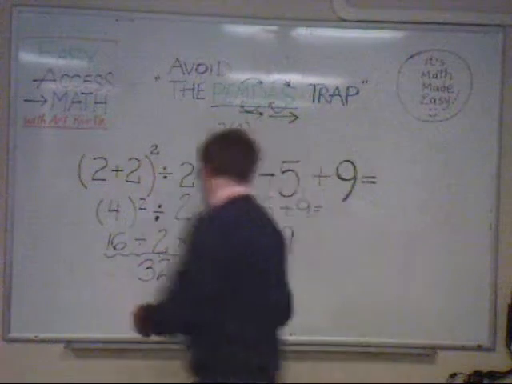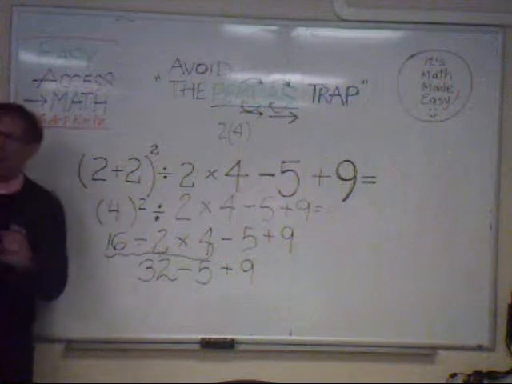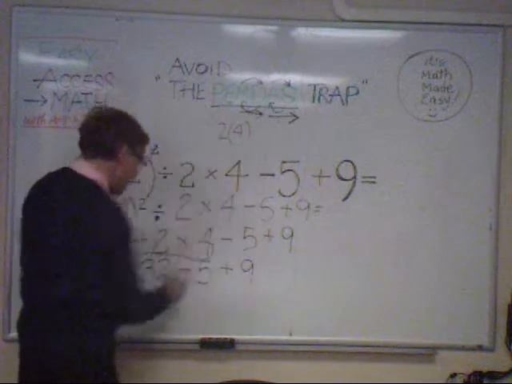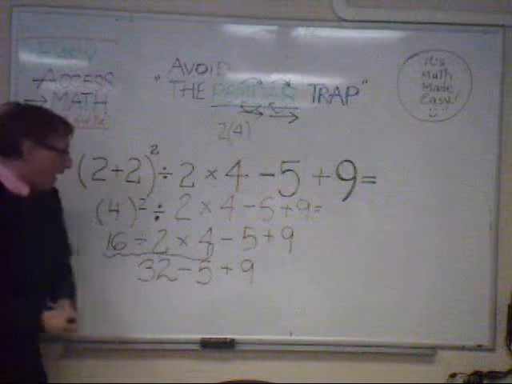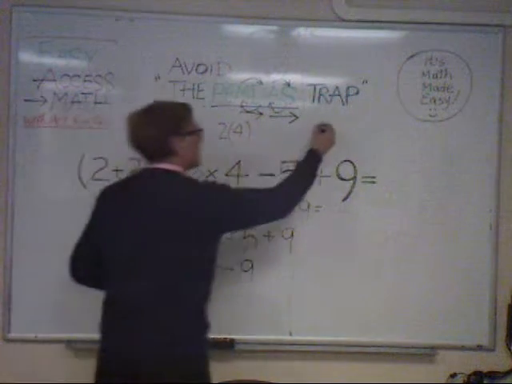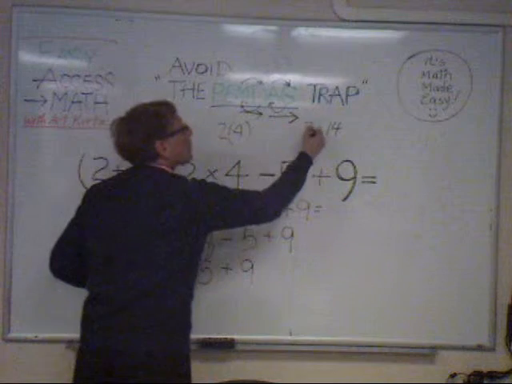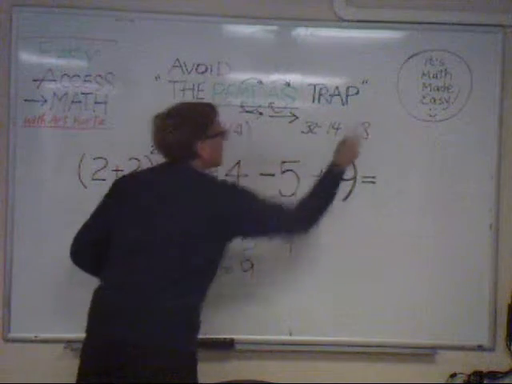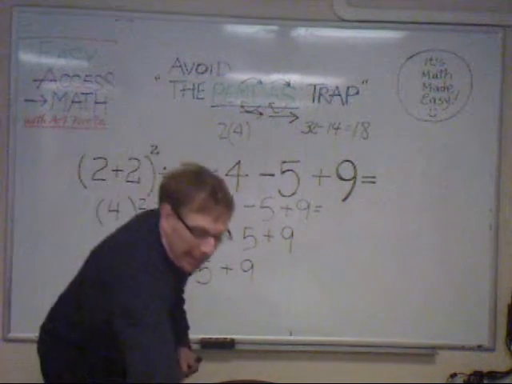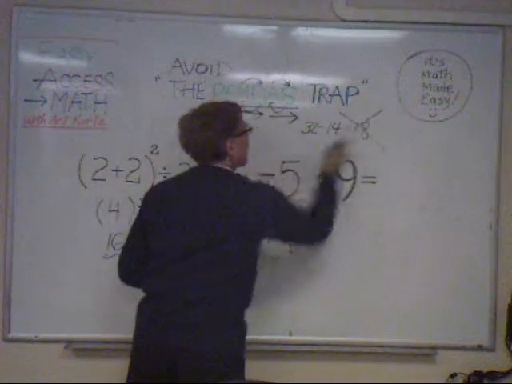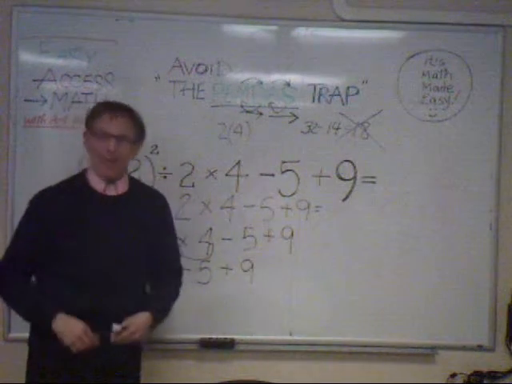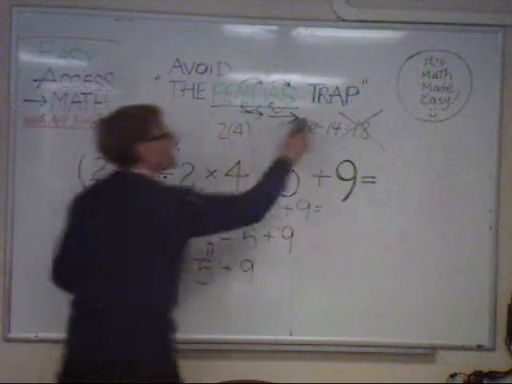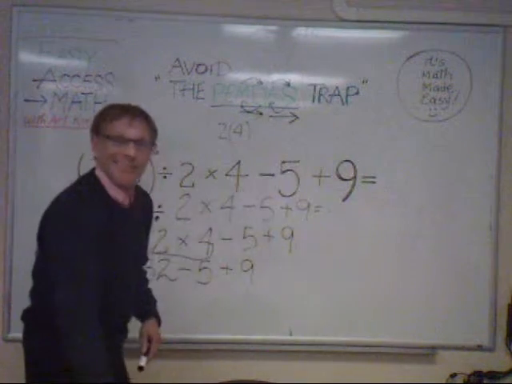And here again, the trap can rear its ugly head and get you. Because it looks like A comes before S. And then I would add, now I'll get 5 plus 9 is 14. And I would say 32 minus 14, and that gives me 18. And the teacher would put a big X on that because it's wrong. It's the PEMDAS trap. I followed PEMDAS too closely. What I needed to do, let's erase that. I don't want anyone to see that.